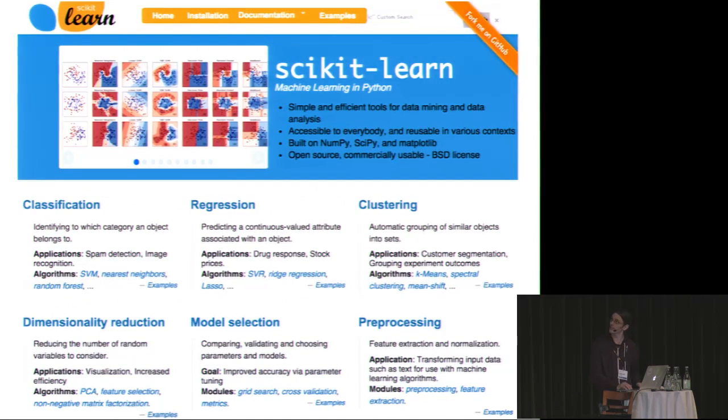So scikit-learn, it's the website. It's really easy to get started for different kinds of classification or machine learning tasks. There's plenty of examples which you can run and just download. It's really well documented. So I would say it's the single best source to get started if you want to do some machine learning.